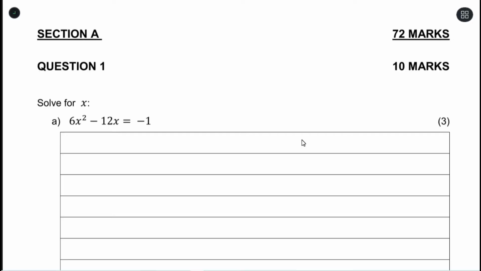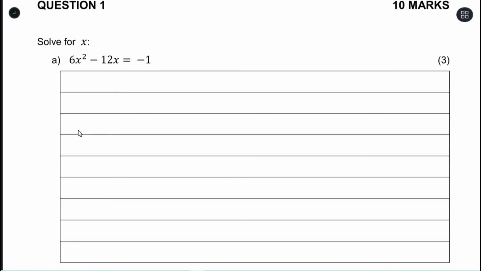The first question says that 6x squared minus 12x is equal to negative 1. How we find this is, first of all, rewriting it like a trinomial. So we move this negative 1 over to the other side. So we're going to have... 4x. We cannot factorize it using the conventional method. The best way to simplify this question would be using the quadratic formula.